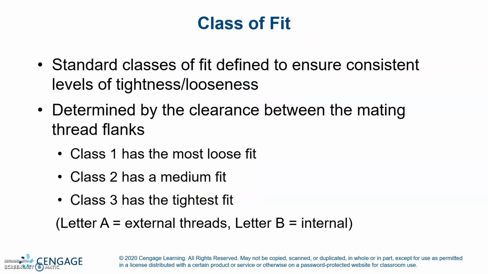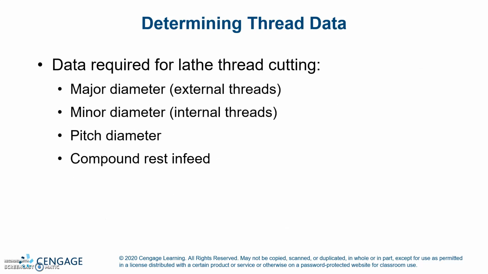Class of fit. Standard class of fit is defined to ensure consistent levels of tightness or looseness, determined by clearance between the mating thread flanks. Class 1 has the most loose fit, Class 2 has the medium fit, and Class 3 has the tightest fit. Letter A is external threads, and letter B is internal.